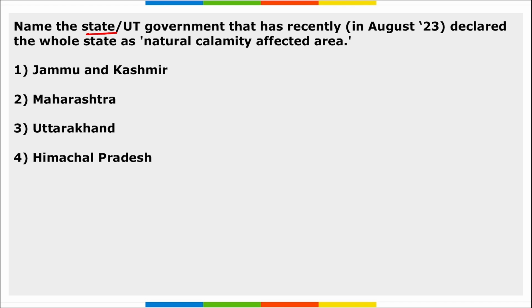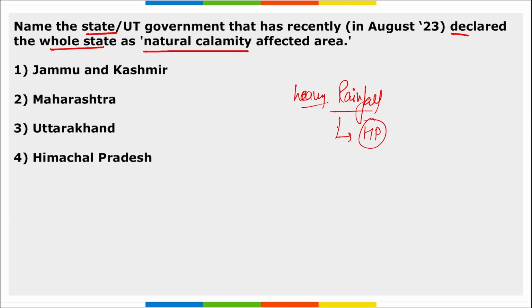Next, name the state and government that recently declared the whole state as a natural calamity affected area. We know that recently, because of the heavy rainfall in Himachal Pradesh, we saw huge destruction there, right? Many of the houses were destroyed, many businesses were destroyed, and many of the roads that were built for movement were also destroyed because of the landslides from rainfall. Correct? So it was Himachal Pradesh state that was recently declared as a natural calamity affected area.